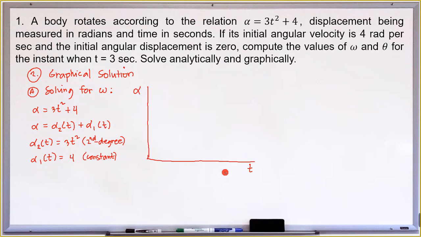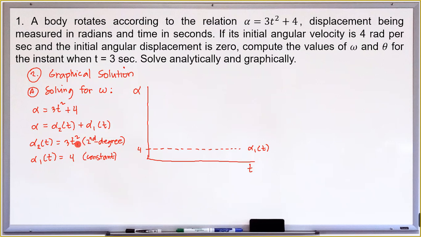So the first step is to graph alpha 1. So alpha 1 is equal to 4, which is constant. So the 4 is here. So this is our alpha 1, wherein alpha is equal to 4. So this is alpha 1 of t. Next, from alpha 1, you add alpha 2, since it is a plus, so the sum of two functions, you just add. Wherever alpha 1 started, that is also where your alpha 2 will start.